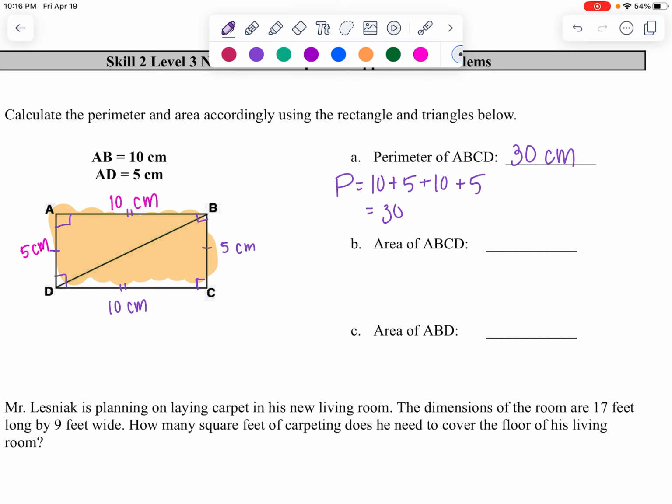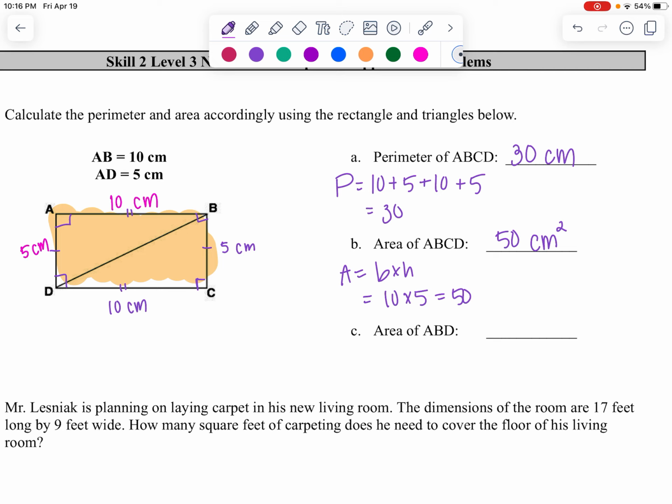Okay? For part B, it's going to say find the area of ABCD. So area again, this is just base times height. In this case, our base is 10, our height is 5. 10 times 5 just gives me 50 centimeters, and remember, we need that squared.